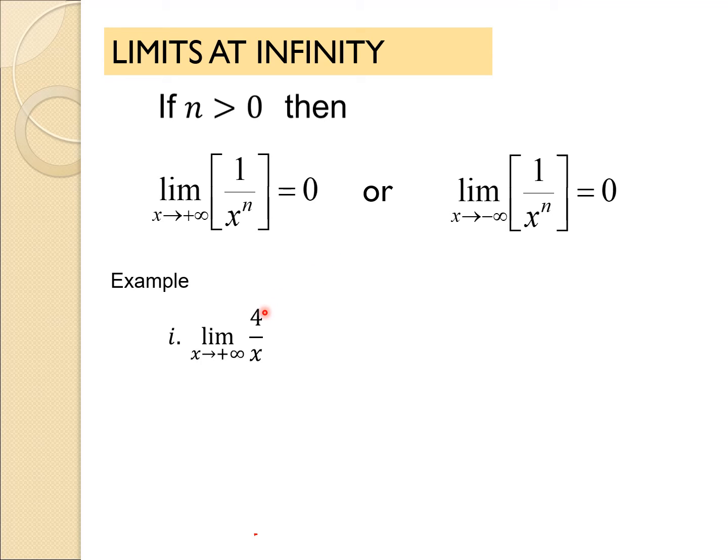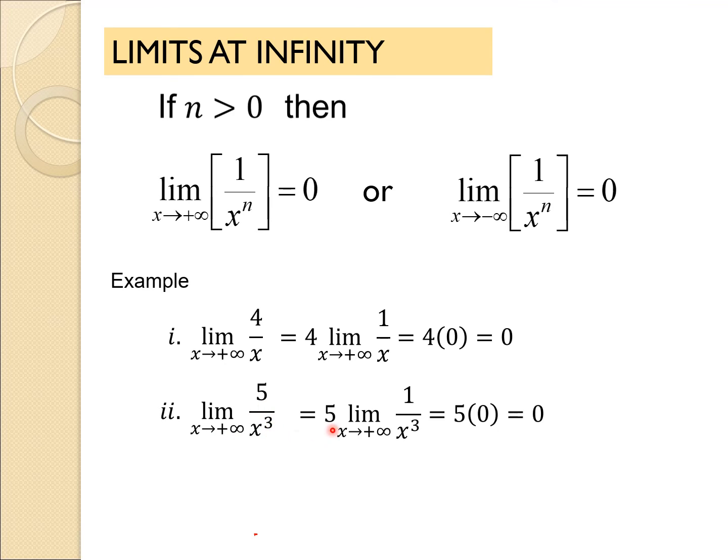Okay, look at this example. Limit as x approaches positive infinity of 4 over x. So the answer equals 4 times limit of 1 over x as x approaches infinity. So the answer equals 4 times 0, because this is 0, equal to 0. Number 2, limit as x approaches positive infinity of 5 over x cubed. We can write it as 5 times limit as x approaches positive infinity of 1 over x cubed. So this part equals 0. So 5 times 0 equals 0.